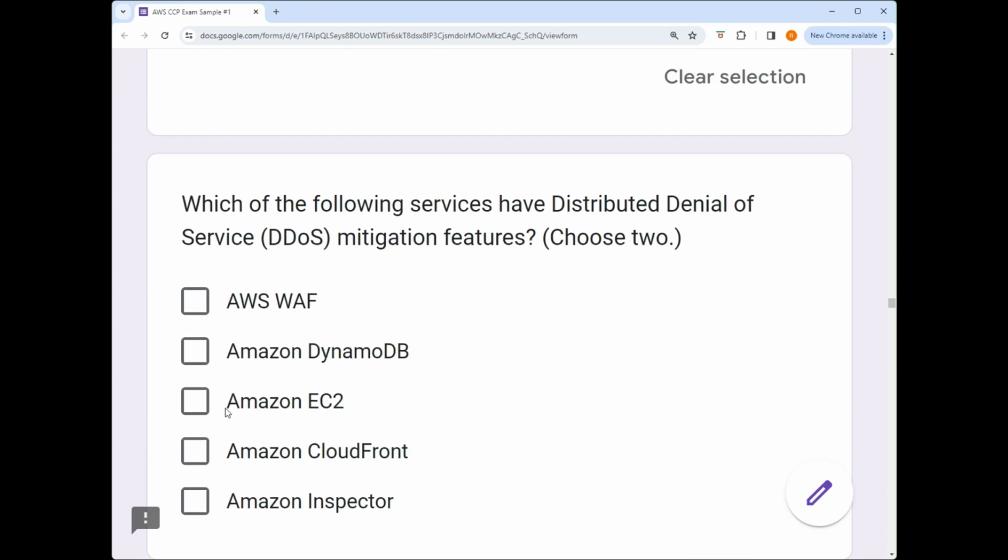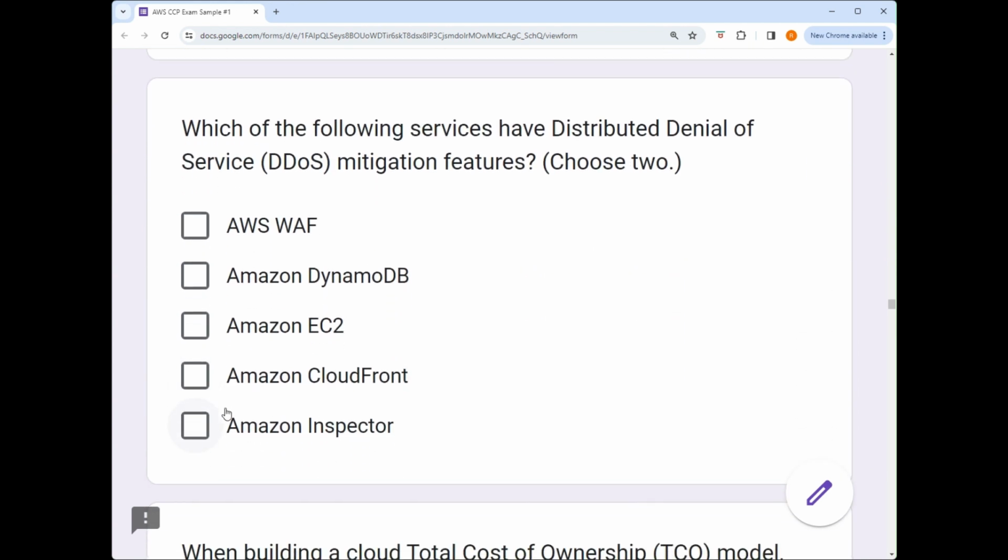Which of the following services have distributed denial of service, DDoS, mitigation features? Choose 2. AWS WAF. Amazon DynamoDB. Amazon EC2. Amazon CloudFront. Amazon Inspector. Correct answer. AWS WAF. Amazon CloudFront.